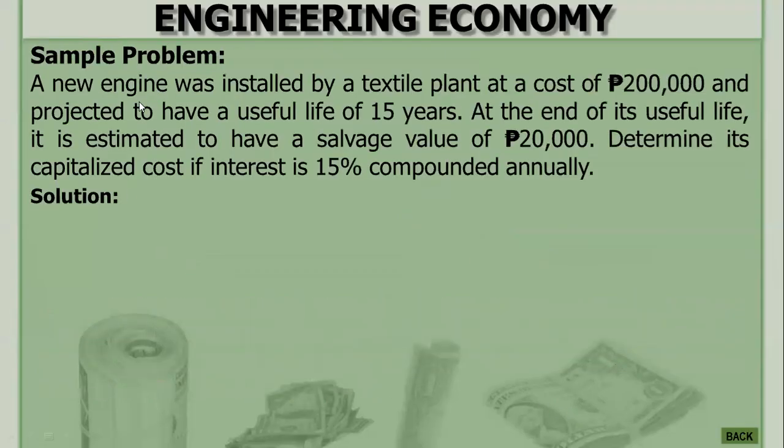Sample problem. A new engine was installed by a textile plant at a cost of 200,000 pesos and projected to have a useful life of 15 years. At the end of its useful life, it is estimated to have a salvage value of 20,000. Determine its capitalized cost if interest is 15% compounded annually.